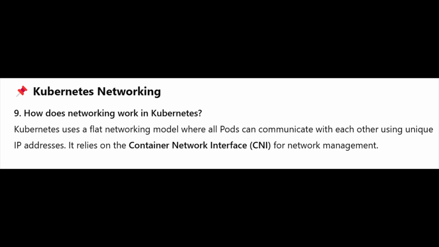Kubernetes networking. How does networking work in Kubernetes? Kubernetes uses a flat networking model where all pods can communicate with each other using unique IP addresses. It relies on the Container Network Interface, CNI, for network management.